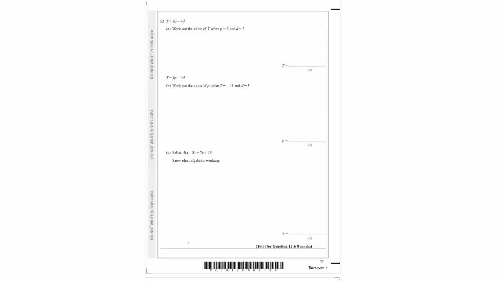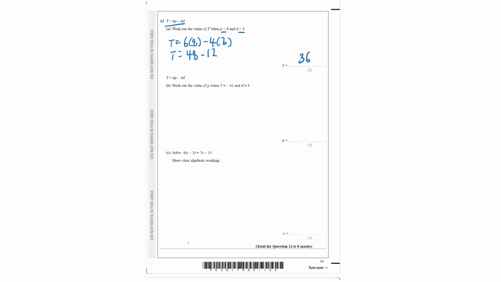Question 12. T is equal to 6p minus 4d. Work out the value of t when p is equal to 8 and d is equal to 3, so we can substitute. T is equal to 6p, which is 8, minus 4d, which is 3. So we have t is equal to 6 times 8, that is 48, minus 4 times 3, so that's 12. So t is equal to 48 minus 12, which is 36.